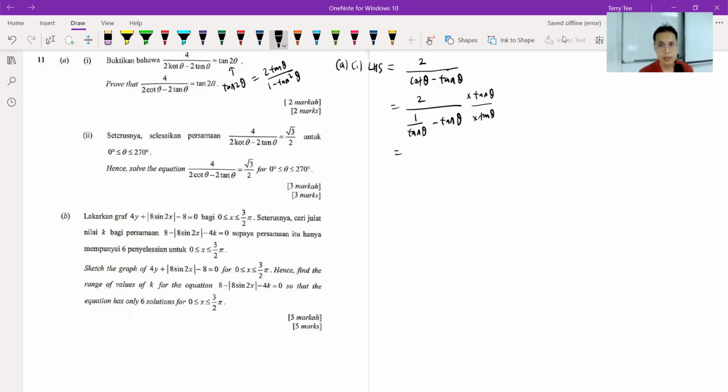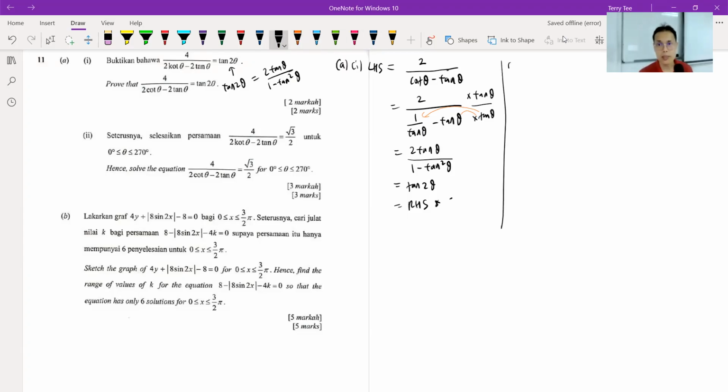By doing so, I get 2 tangent theta. And when you times the tangent with 1 over tangent, you cancel out, you're left with 1. And the tangent multiplied with tangent gives us tangent squared. And this itself is the same as tangent 2 theta, which is your right-hand side. Okay? All right.